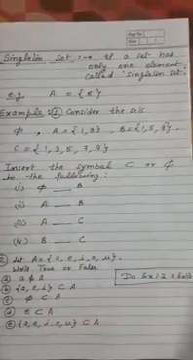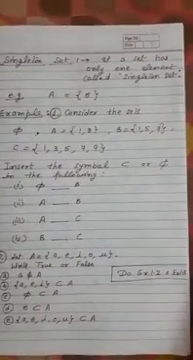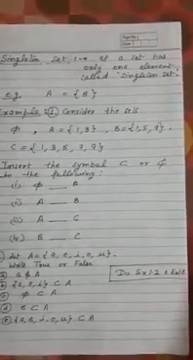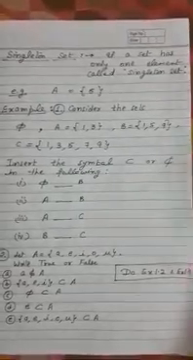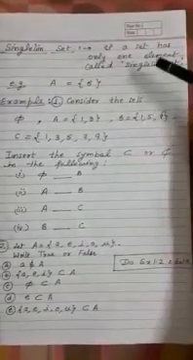Now, I'll explain to you what's the meaning of singleton set. Singleton set, single means one element only. If a set has only one element, it is called a singleton set. You can see an example here: A is equal to only the element 5.